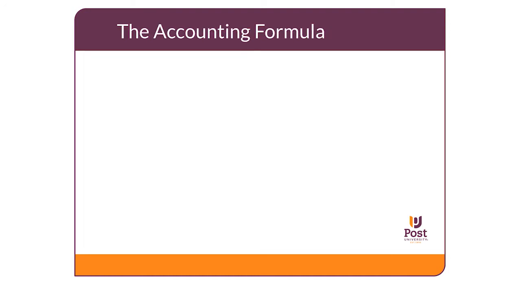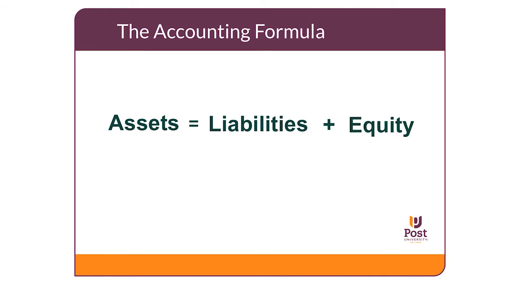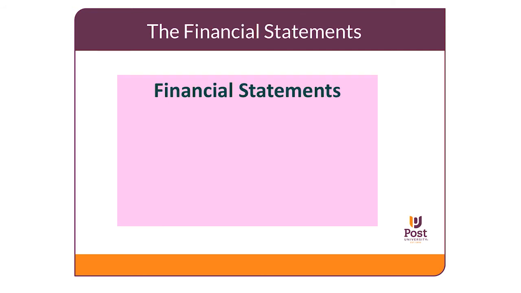Now here's the third block in our foundation of accounting, the accounting formula. This is a cornerstone of accounting. Assets equals liabilities plus equity. I'll say that again. Assets equals liabilities plus equity. Always. Remember, I already said this.